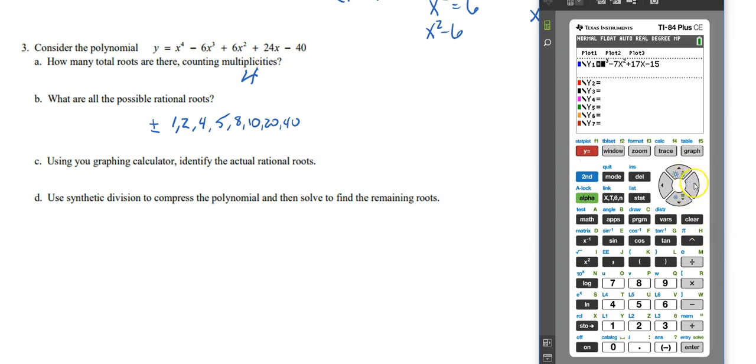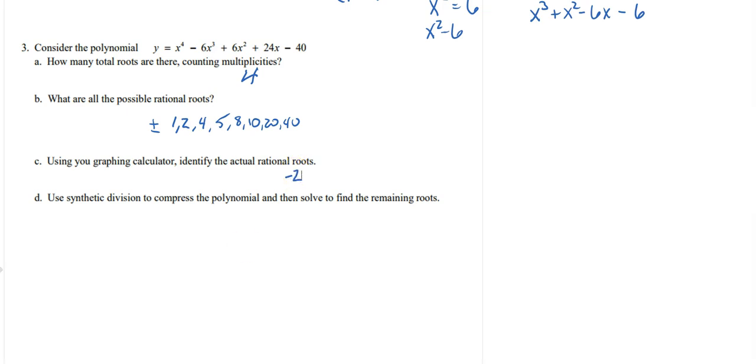Y equals, clear out that old one. That's going to be x to the 4th this time, minus 6x to the 3rd, plus 6x squared, plus 24x, minus 40. And let's just see if the zoom graph works. Looking at my graph here, I can't see the whole graph, but I can see two of them. So it appears like -2 is one of the possibilities where it crosses, and also +2. So based on my graph, those are the two that I'm going to start with.